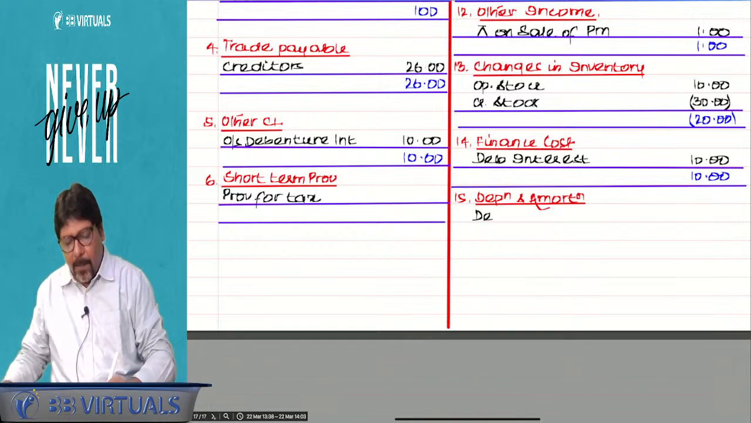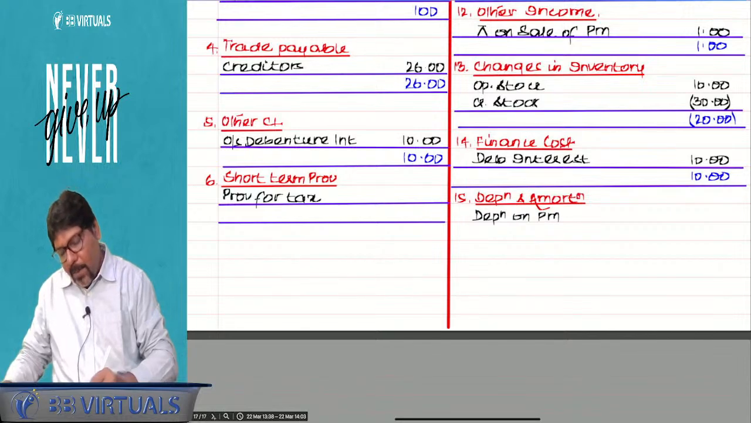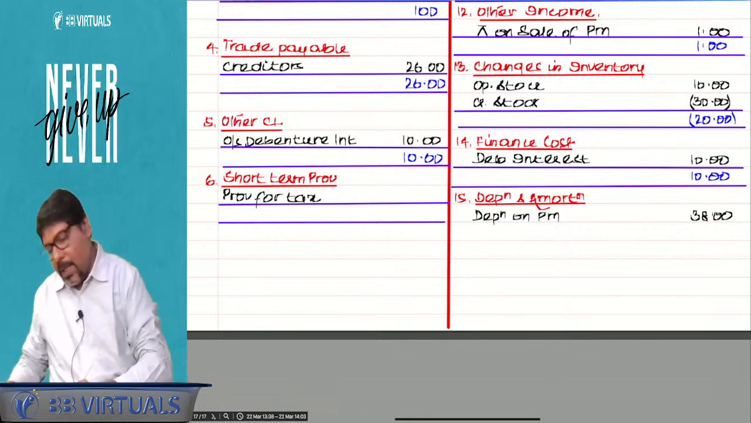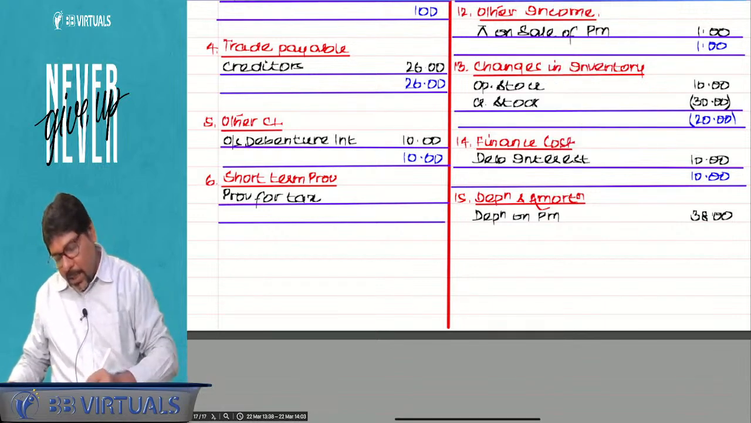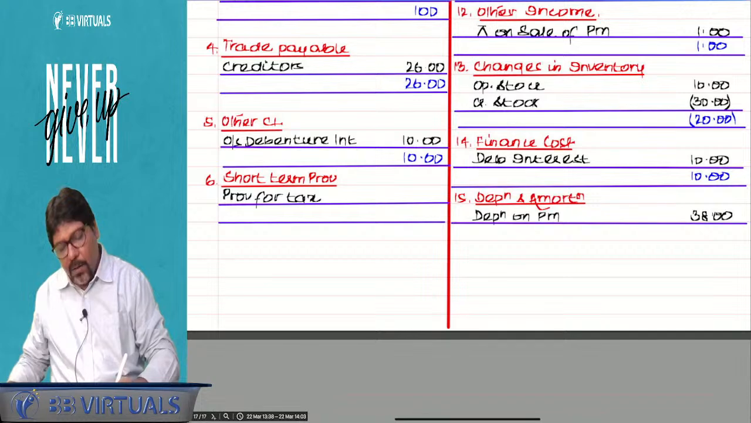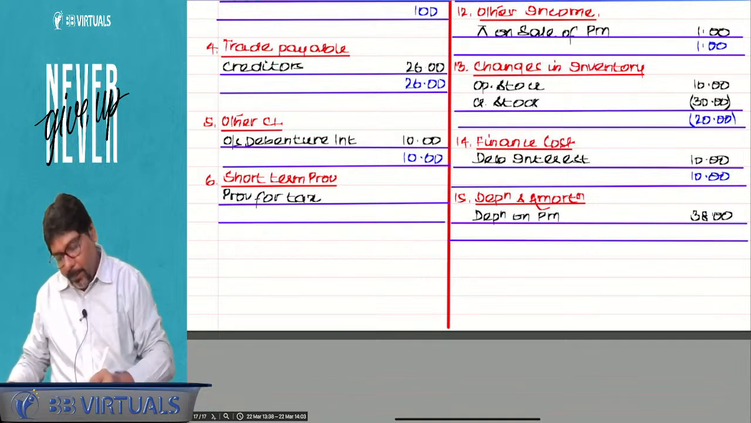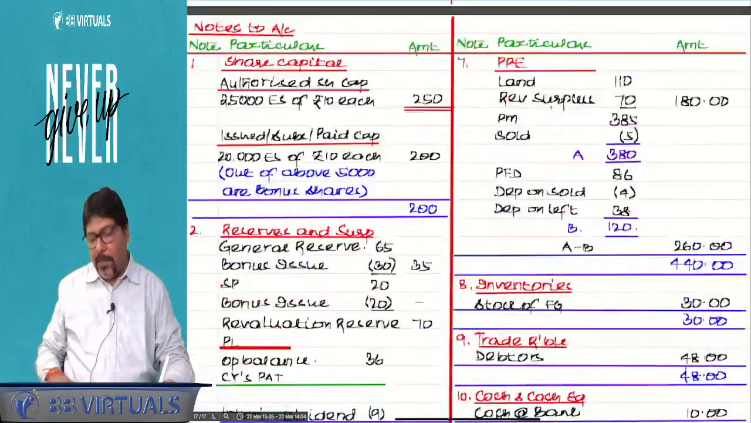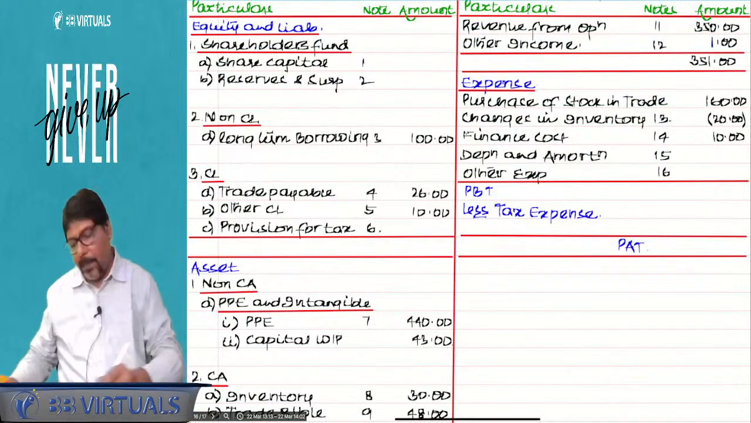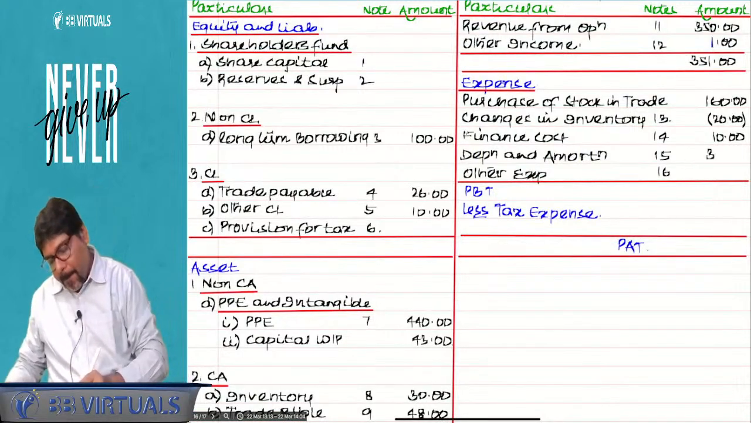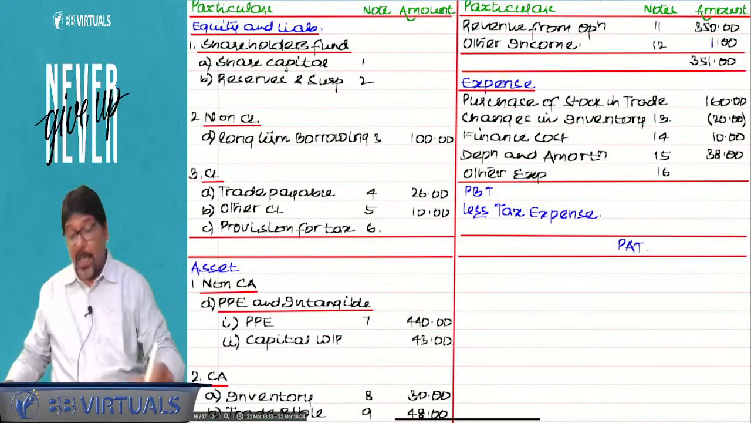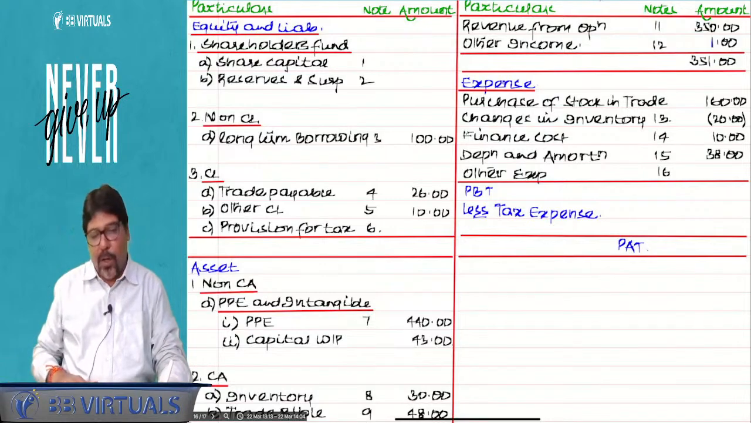Depreciation on plant and machinery, 38. Ding dong. 38, chartered. Correct? Yes, sir.